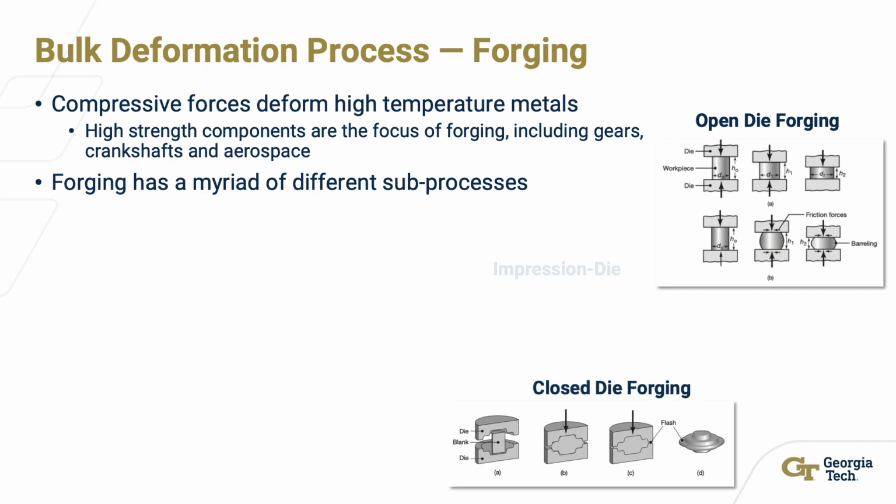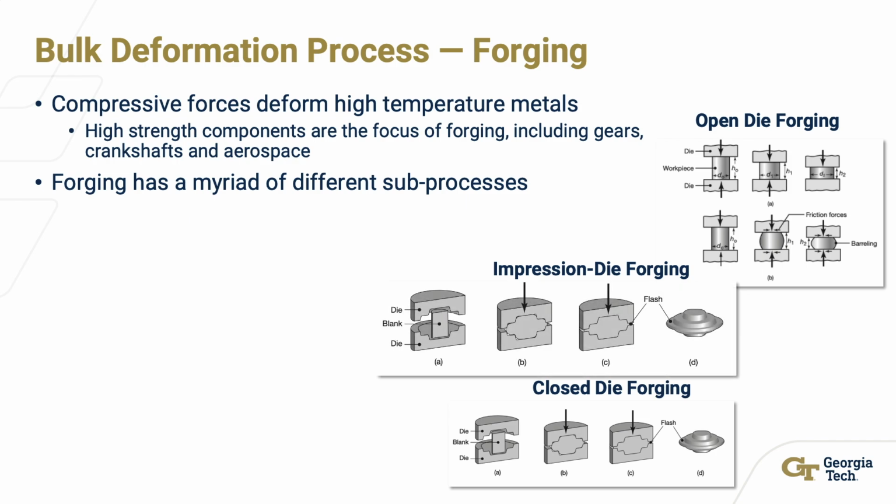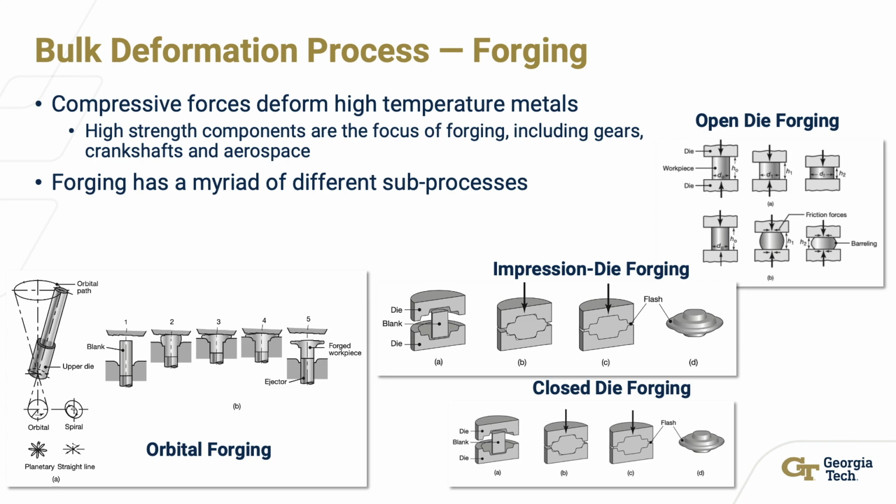In impression die forging, the workpiece fills the die cavity shape as it deforms, forming a flash where material flows outward. The flash gap is critical as high pressure in this area ensures the die is fully filled.